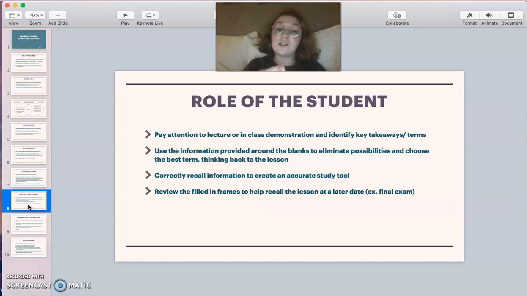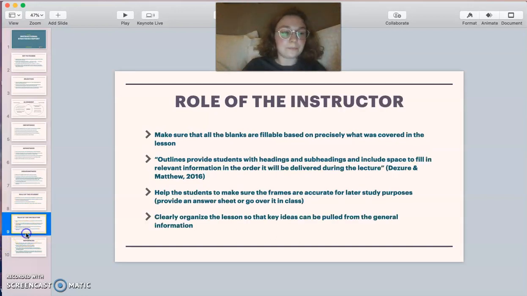It's important that they pay attention to the lecture and class demonstration and identify the key takeaways. They use the information provided around the blanks to eliminate possibilities and choose the best term, thinking back on the lesson. So recalling information is really important in this technique, and so is creating an accurate study tool. Like I said, they have to make sure that those answers are right, because if they fill in the blanks incorrectly, they're doing themselves a large disservice. And then they should definitely review the filled-in frames or notes to recall for a final exam. They should study back on them and not just fill them in and then leave them.